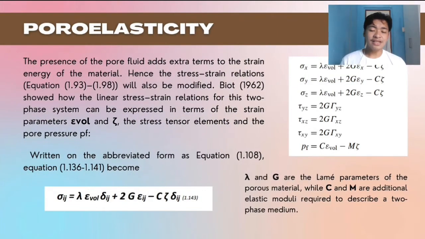Proceed. Biot in 1962 showed how the linear stress-strain relation for this two-phase system can be expressed in terms of strain parameters, the volumetric strain and deformation, the stress tensor elements, and the pore pressure. As you can see, yung maraming formula na yan yung tinutukoy ni Biot. Further, written in abbreviated form, equation 1.108 and equations 1.136 to 1.141 become this equation.